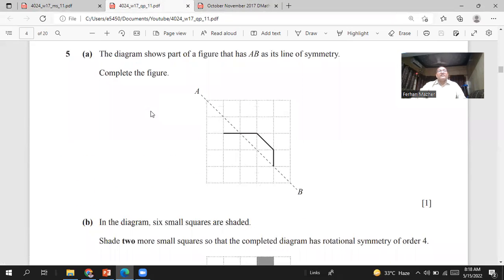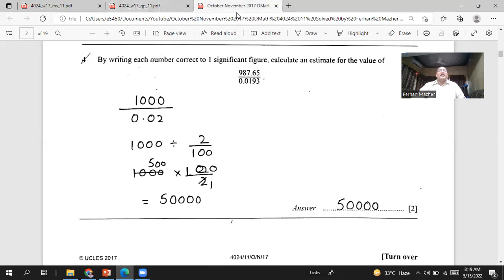Okay, so we are going to the next question. The diagram shows part of a figure that has AB as its line of symmetry. Complete the figure. Because this is the line of symmetry, for this point I will put a dot here. For this point, I will put a dot here. This point will remain here. For this point, I will put a dot here, and this point will remain here. And I will join them.